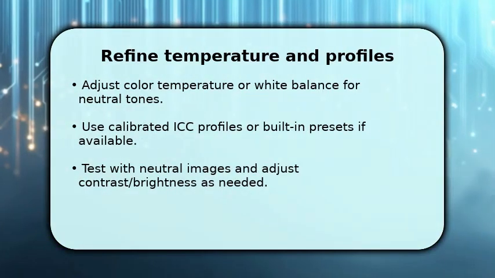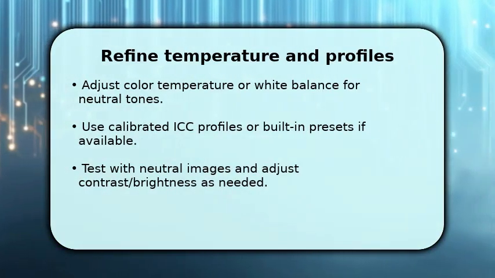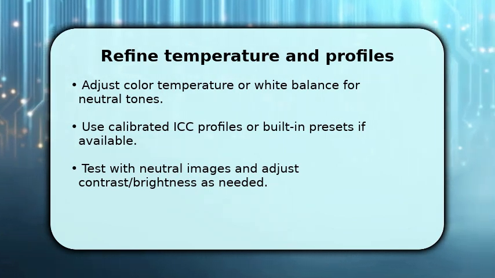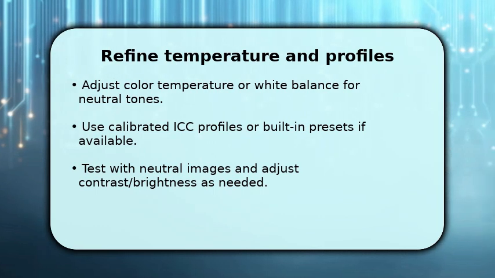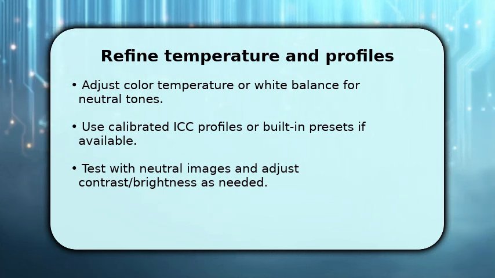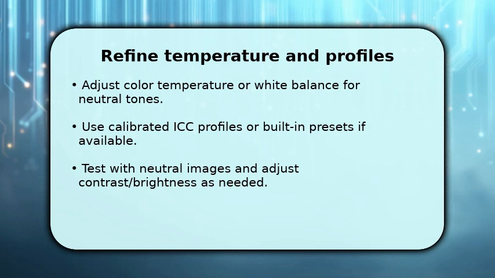Once the grayscale filter is active, refine why it looks right. Adjust the color temperature or white balance to remove residual warm or cool casts. Use a calibrated ICC profile or a built-in preset when available, because profiles remap RGB to neutralize tint more accurately.